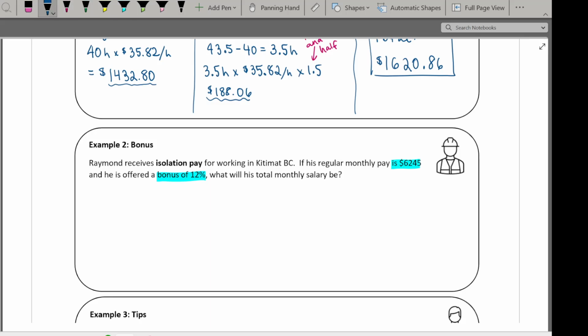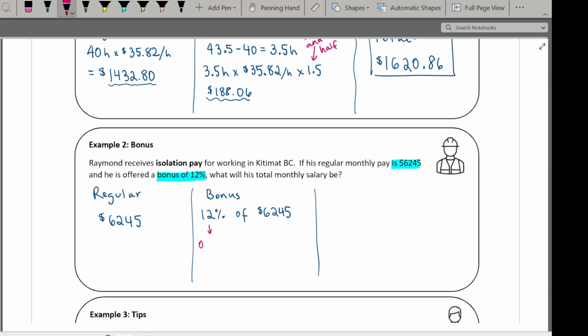So let's again split this into regular, bonus, and then total. Regular salary is already told to us. That's $6,245. So no real calculation to do there. For the bonus, we want to calculate 12% of our regular salary. And remember, for a percent of a number, we are changing this into a decimal, so dividing it by 100, because our calculator works in decimals. Of always means multiply when it comes after a percentage, decimal, or fraction.